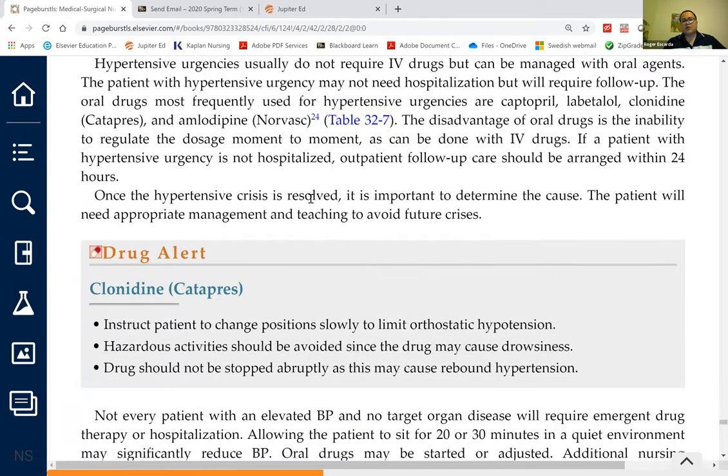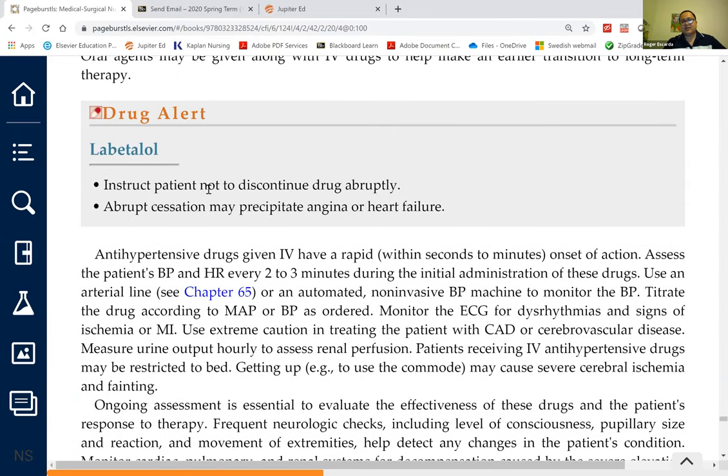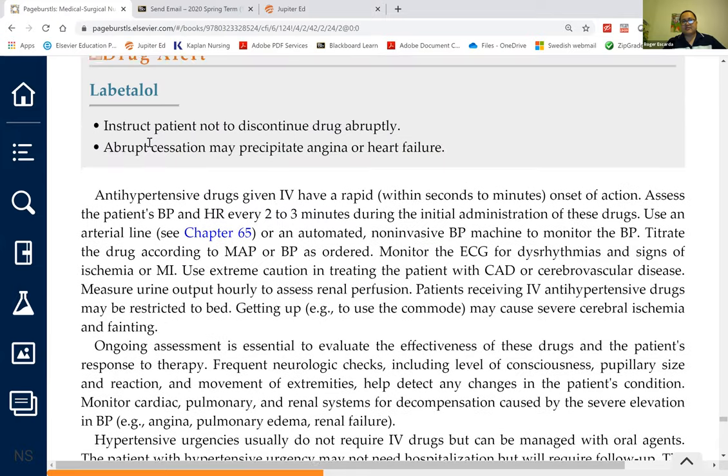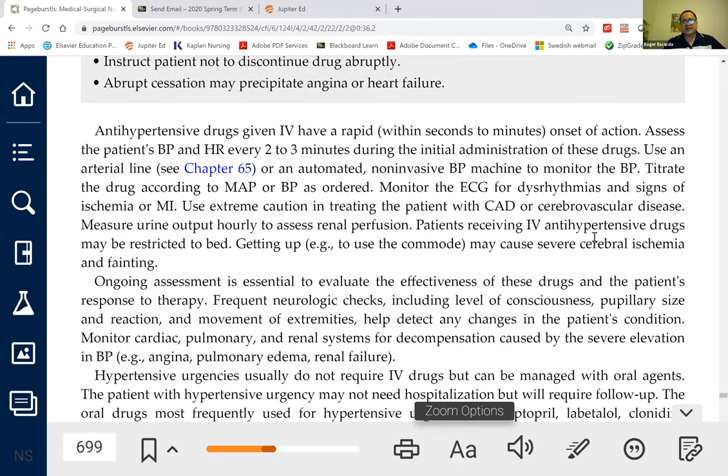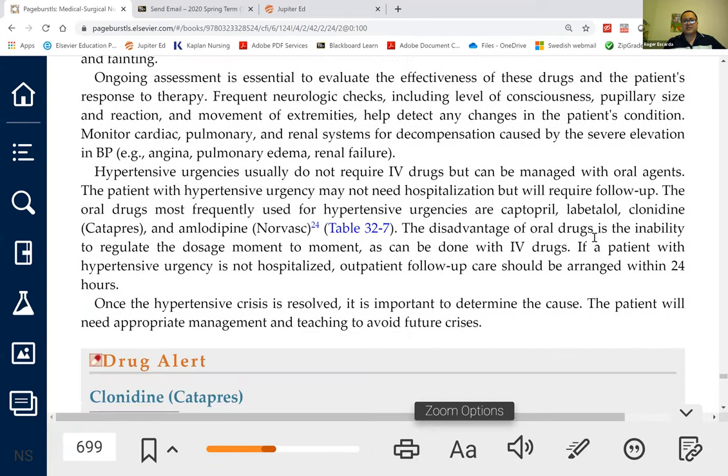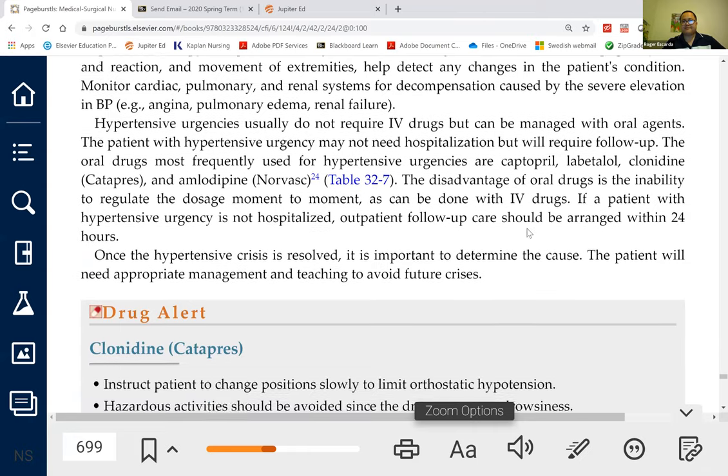Again, labetalol will most likely be the order that you'll receive. And here's a drug alert there. If you're starting it, do not discontinue abruptly, because that will cause angina or heart failure. And then after that, if the patient still is severely hypertensive, then you'll receive orders for these other drugs here now. All right.